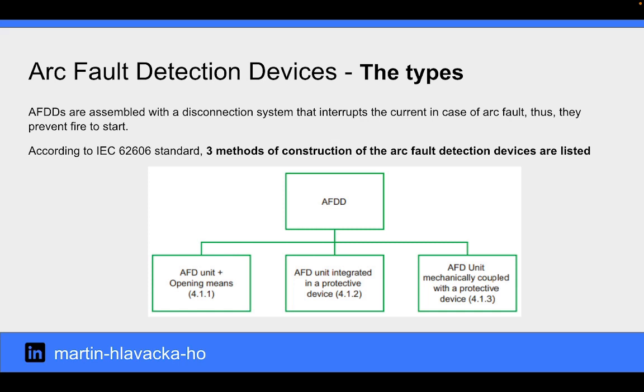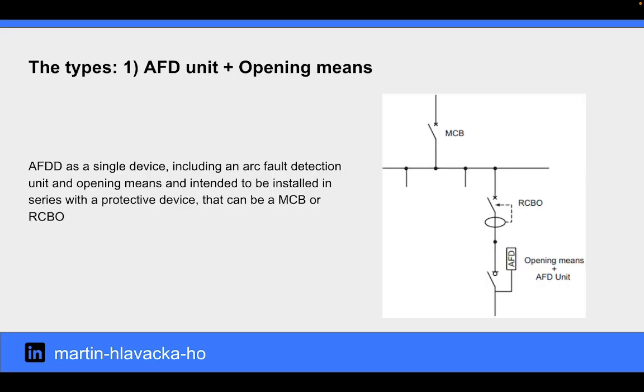AFDDs are assembled with a disconnection system that interrupts the current in a case of an arc fault, thus they prevent fire from starting. According to the IEC 62606 standard, three types of construction of arc fault detection devices are listed. The first type is AFDD as a single device, including an arc fault detection unit and opening means, and intended to be installed in series with a protective device which can be an MCB or RCBO.